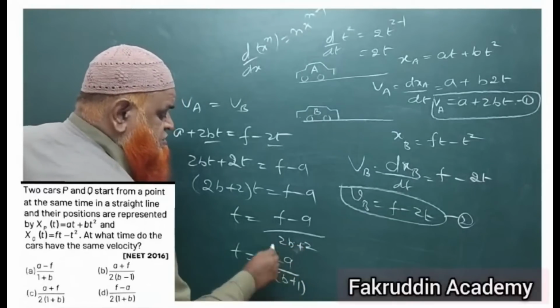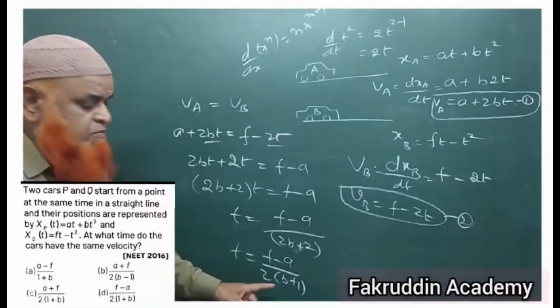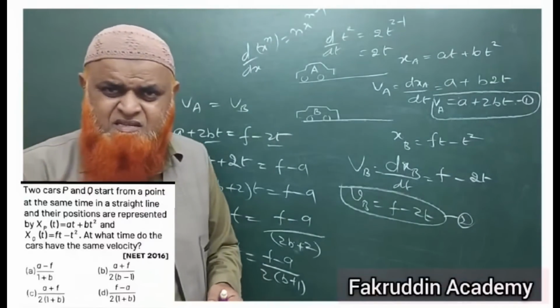Because what is this? This is 2b plus 2. So 2, if you common out, b plus 1. That's it. Is it difficult?